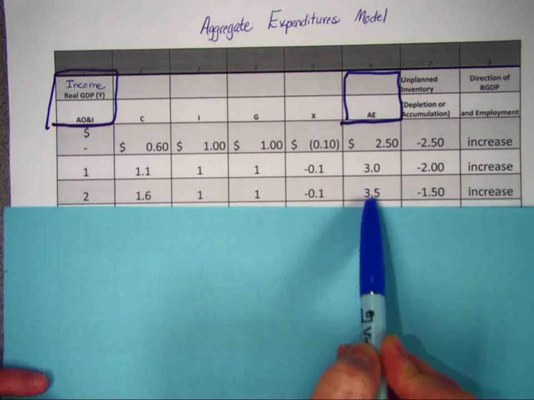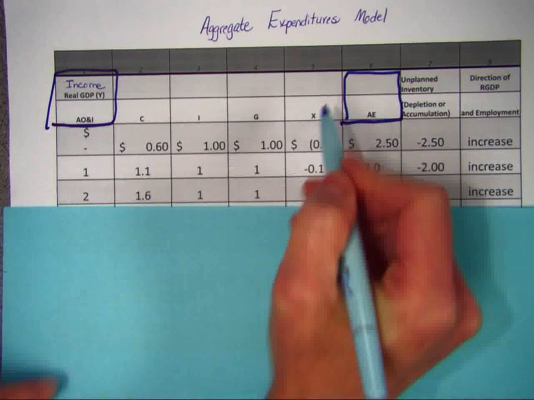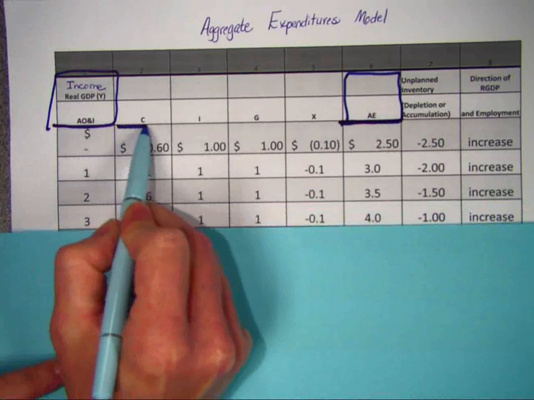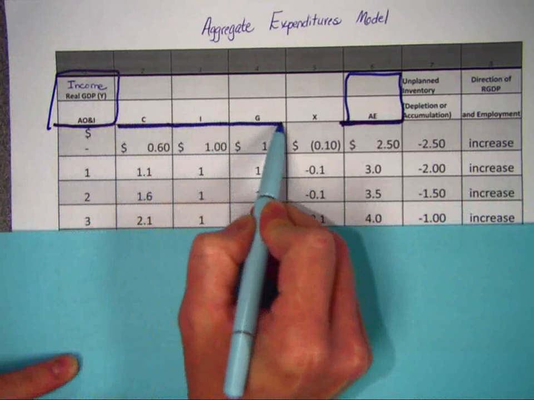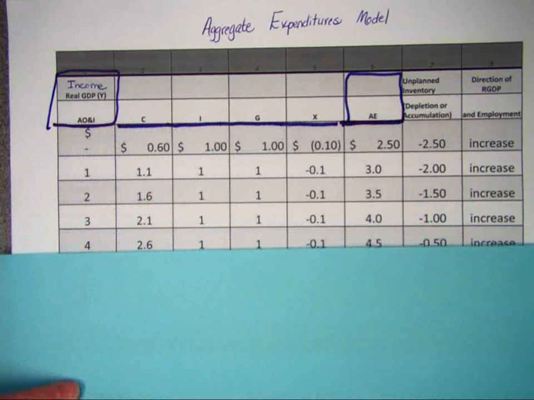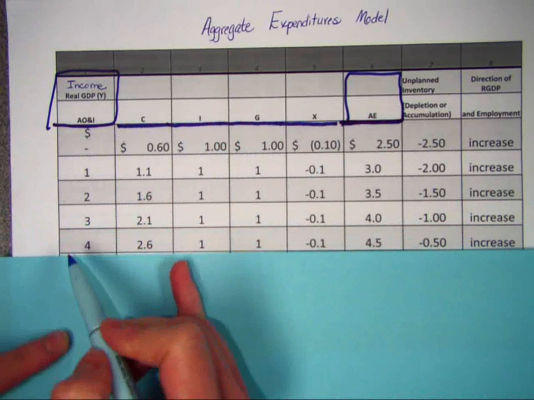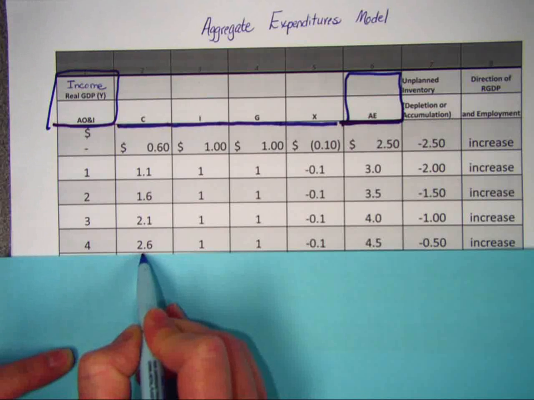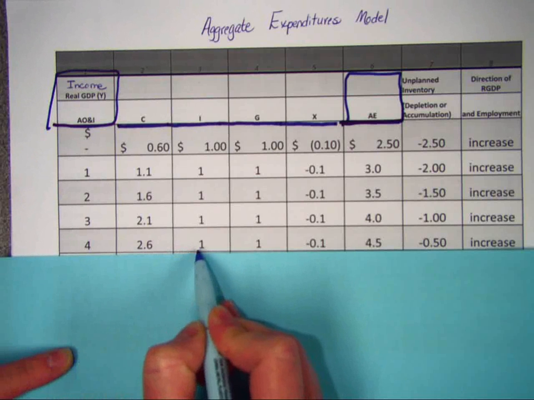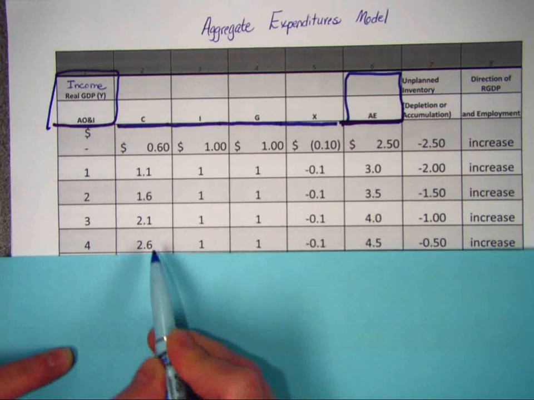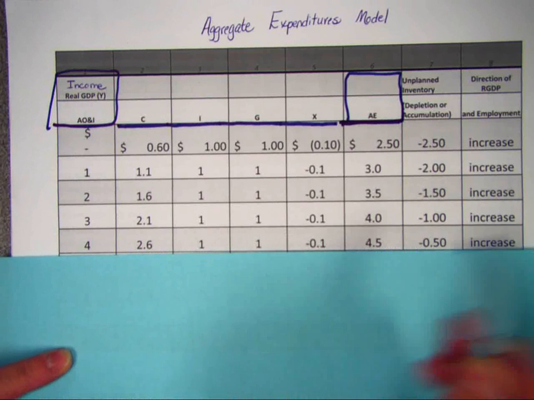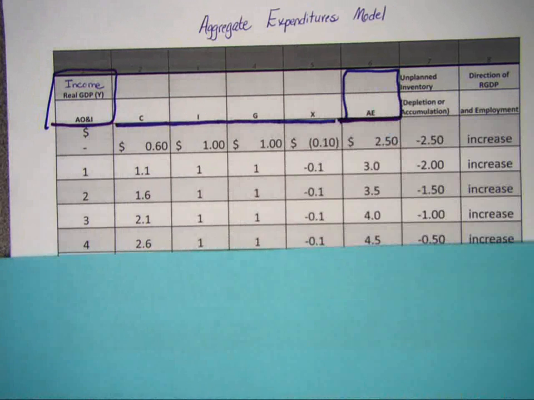And I think you can see what's going on there. In order to get this aggregate expenditure amount, what are we doing? We're just totaling up the total consumer spending, investment spending, government spending, and net exports. We'll just do one more here. Let's go to 4. When output income is 4, we see consumer spending increasing to 2.6, investment spending 1, 1, and minus 0.1 here. So 2.6, 3.6, 4.6, minus 0.1 gives us 4.5. Okay, so that's how we calculate everything in the aggregate expenditures model.